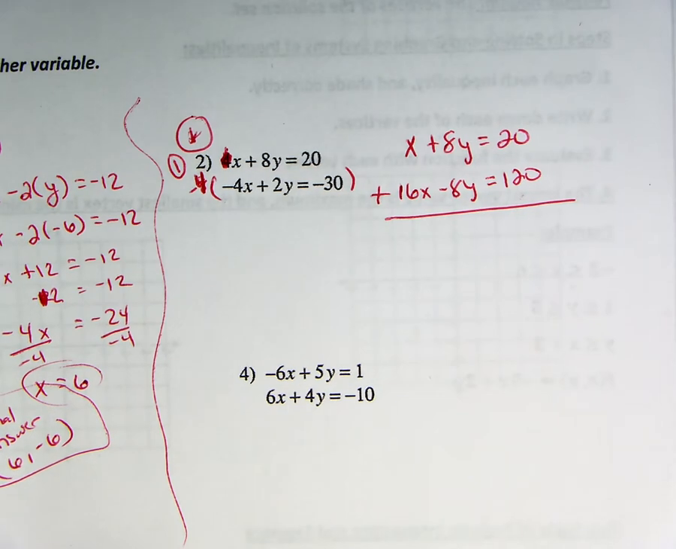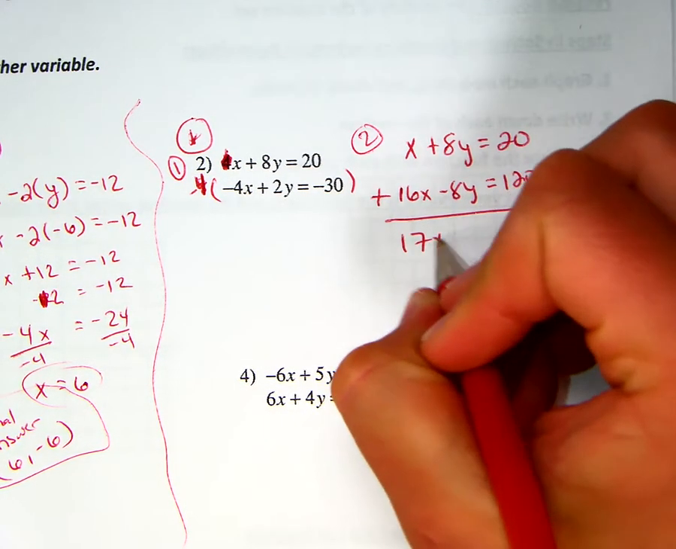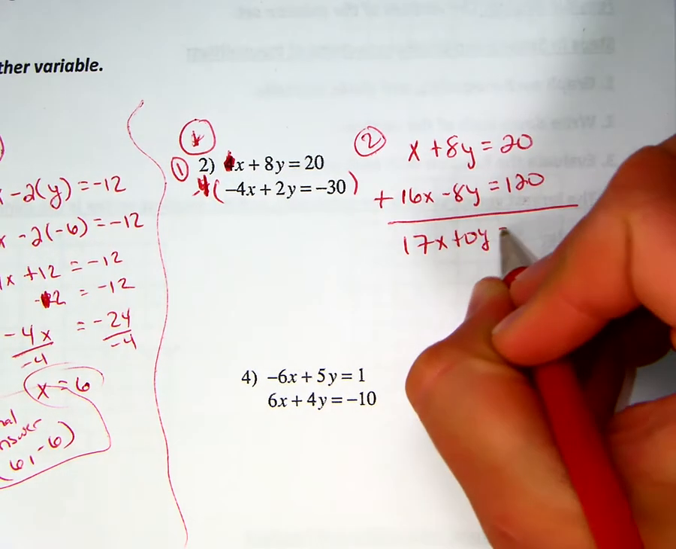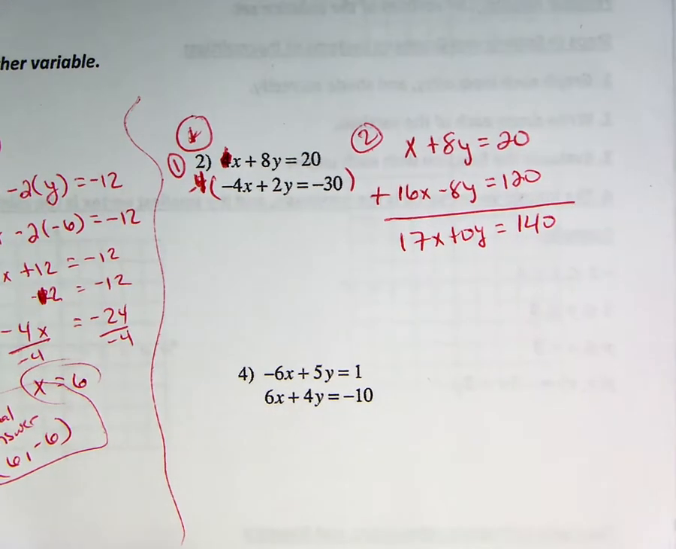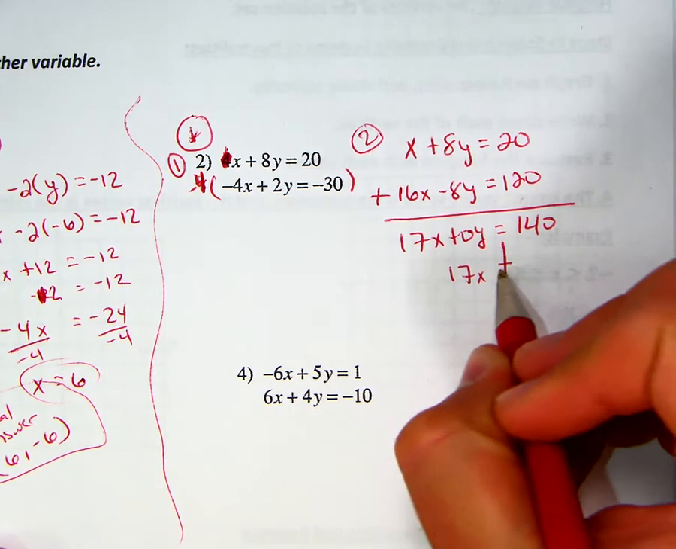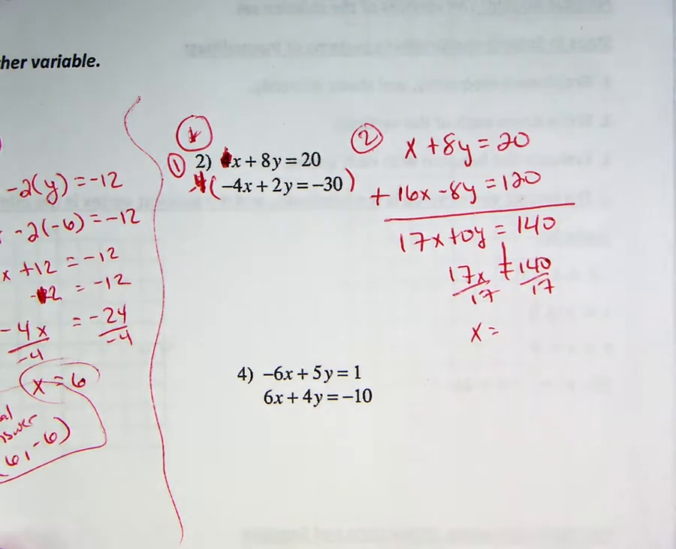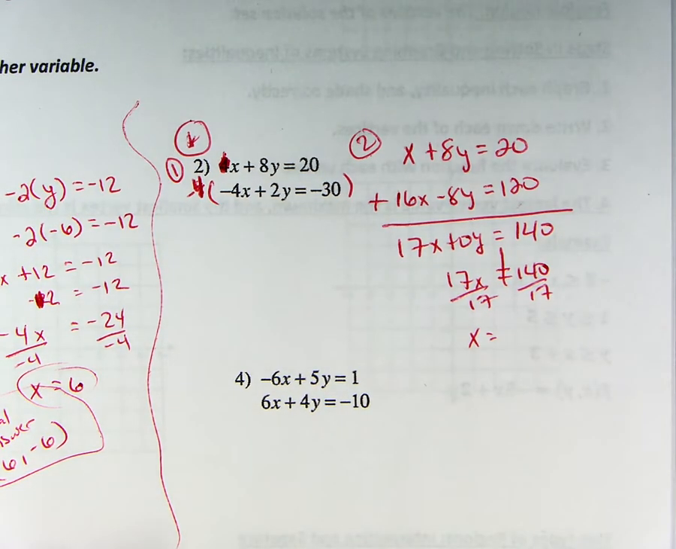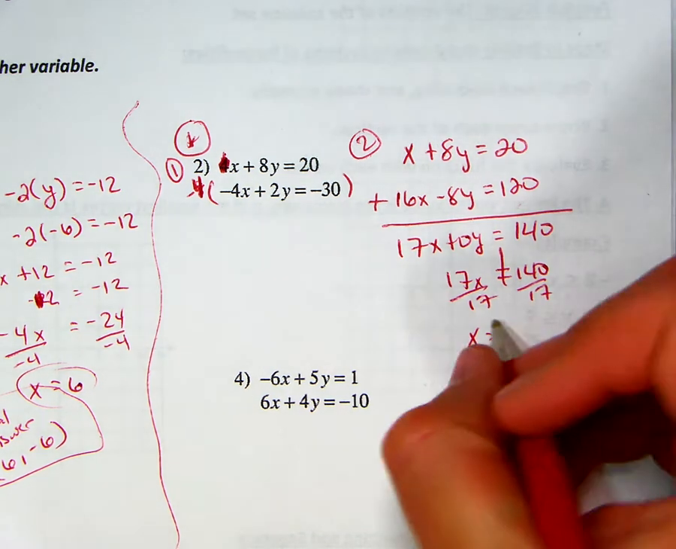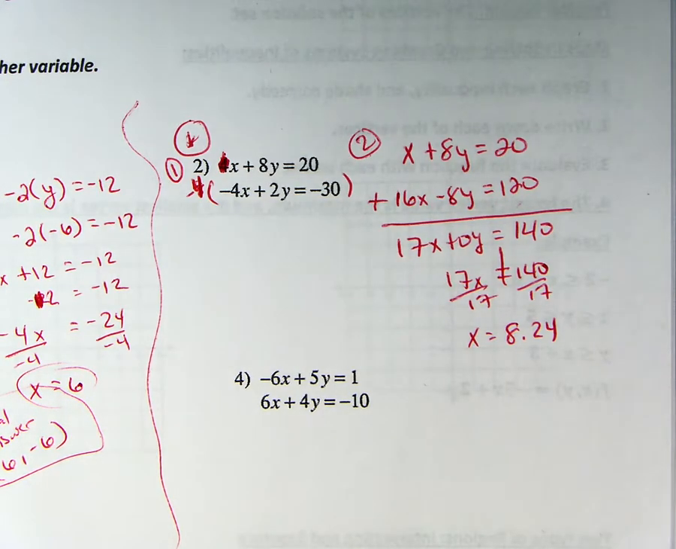This is where I'm going to add down now. This is our step 2. So I get 17x plus 0y equals 140. So really that's just 17x equals 140. Divide by 17, and I get x equals 140 divided by 17, 8.24. I rounded, so really it was like 8.235. So I rounded to 8.24.